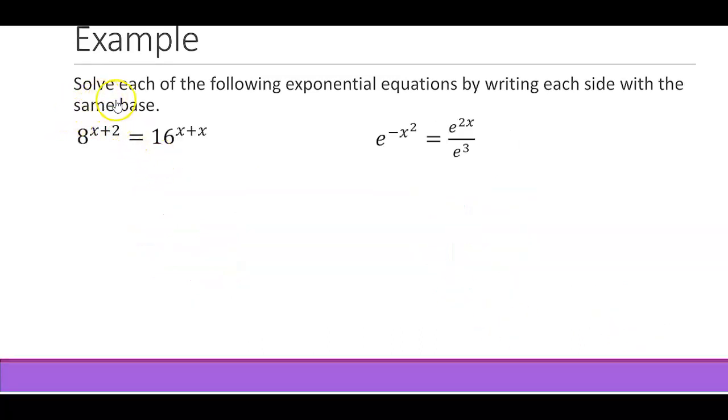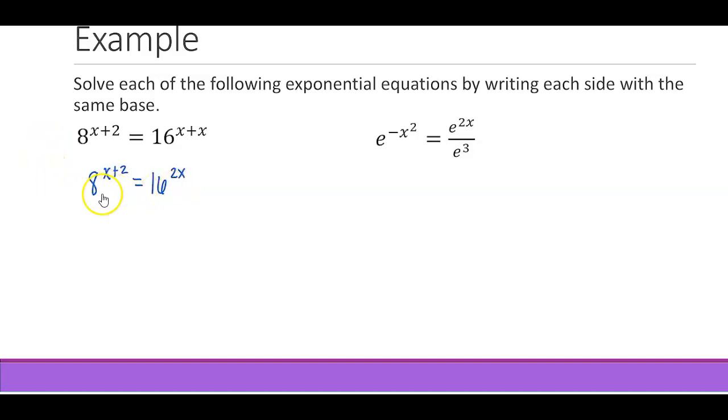These next examples still have the same set of instructions. We want to solve by writing each side with the same base. So here I have 8 to the quantity x plus 2 equals 16 to the x plus x. Well, first things first, I can add the two x's in the exponent together. So what I have is 8 to the quantity x plus 2 equals 16 to the 2x. X plus x is 2x.